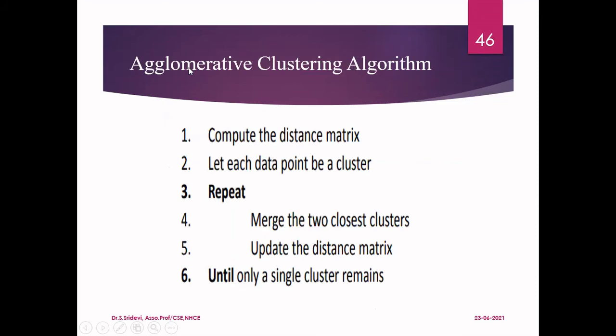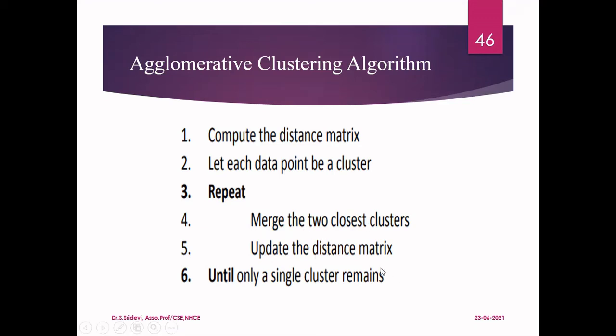And this is the algorithm for agglomerative clustering. First, we compute something called a distance matrix. After that, we select each point to be a cluster initially. Then we repeat certain steps until a single cluster remains, merging them till we reach one cluster. What are the steps? You merge the clusters only, and at a time you can merge only two clusters, not more than that. So merge the two closest clusters. This is a very important point. And then update the distance matrix.